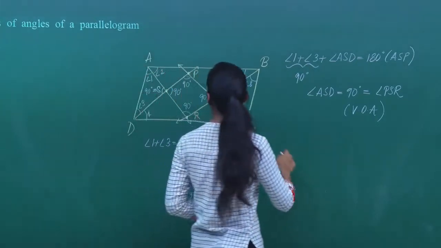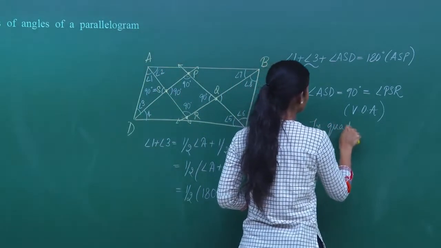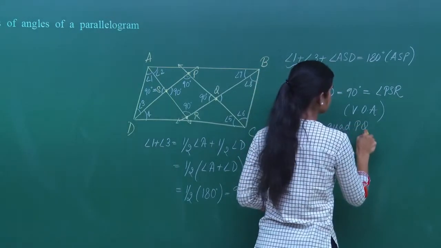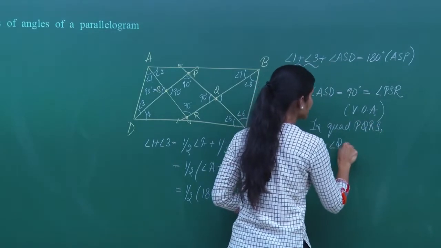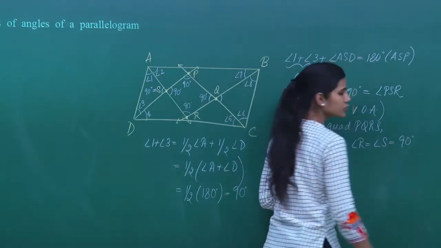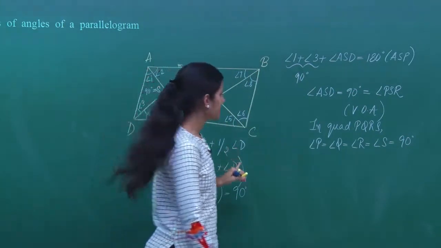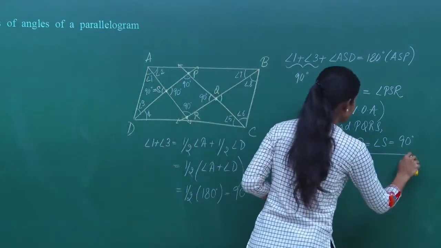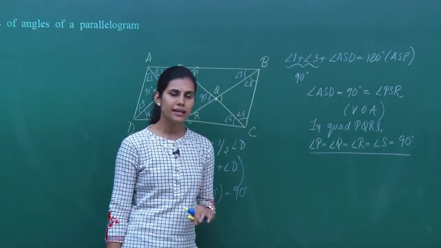Okay? So you have in quadrilateral PQRS, angle P is equal to angle Q is equal to angle R is equal to angle S, which is 90 each. I am talking about internal angles of PQRS. This means each angle of this quadrilateral is 90 degrees. Can I say it's a parallelogram?